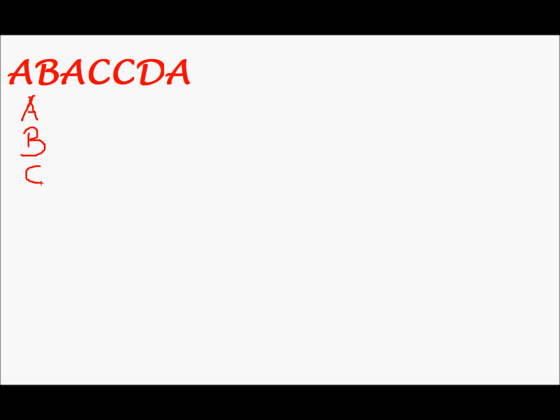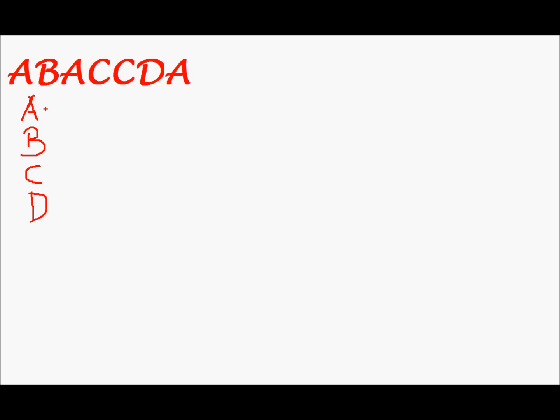I'm Saud, and by the end of this video you shall know how to encode a message using Huffman algorithm. Let me assume that my message is ABACCDA. The first thing we shall do is see which symbols are used in the message. So we have A, then we have B, then we have C, and we have D.